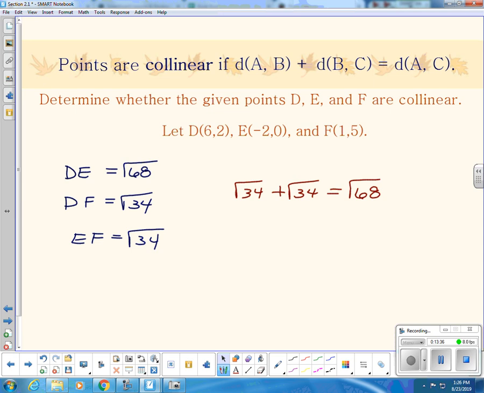You do not add things under radicals. You cannot add radicals. Okay? To add radicals, the radicals have to be the same. So this left side actually equals 2 square roots of 34, because I have 2 times the square root of 34. The right side, if I simplify it, ends up being 2 times the square root of 17, because this is 4 times 17. Okay, so they're not equal.